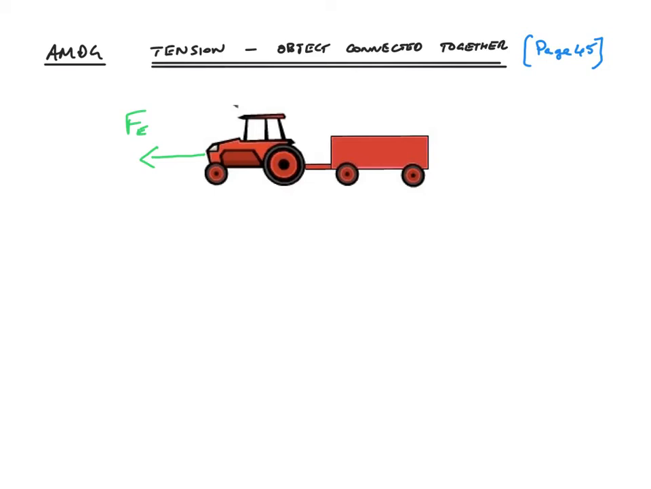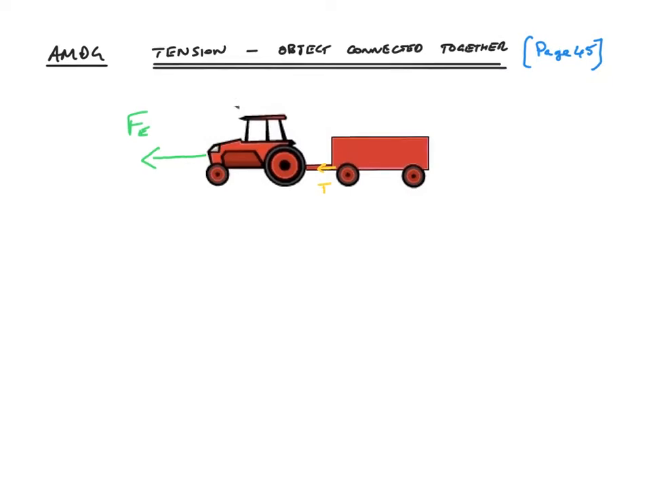So what happens in the coupling between the tractor and trailer is you have what's called a tension force acting on the trailer. So that is the force that actually pulls the trailer along. So that is the way that the force is exerted on the trailer. It's really the tractor that's pulling the trailer along, of course.